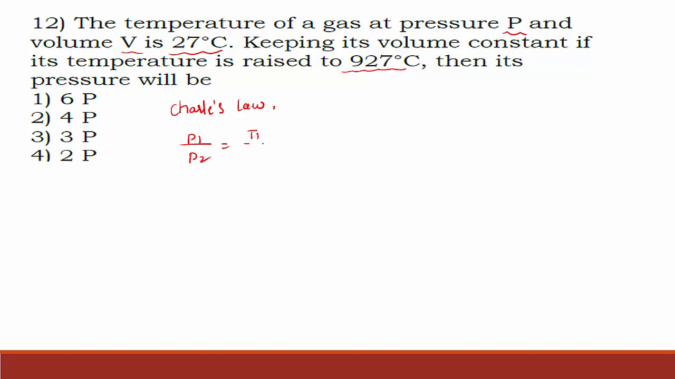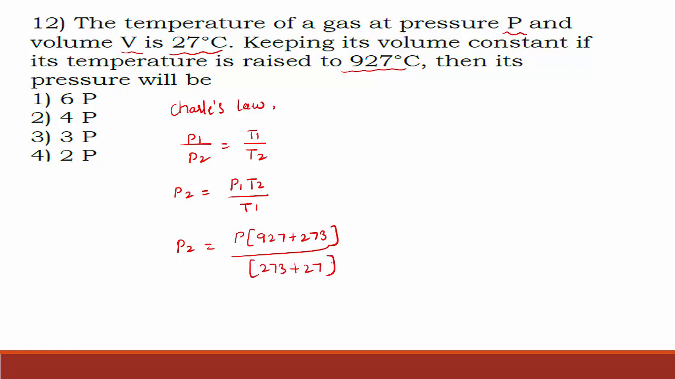equal to T1 divided by T2. Here volume is constant, so I can write the equation P2 equal to P1 T2 divided by T1. Now substitute all the values. P2 equal to P into T2 value, that is 927 degrees Celsius plus 273. In terms of Kelvin we have to write 927 plus 273, divided by the initial temperature, 27 degrees Celsius, so we write 273 plus 27.